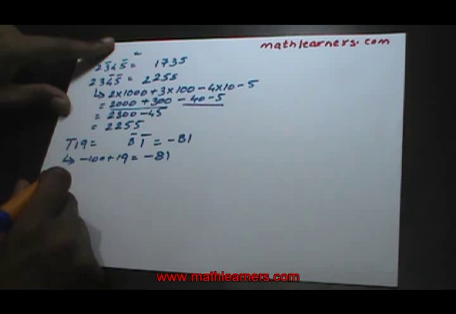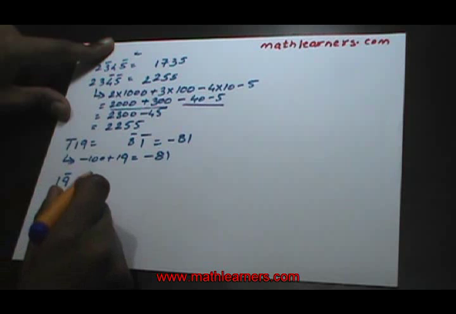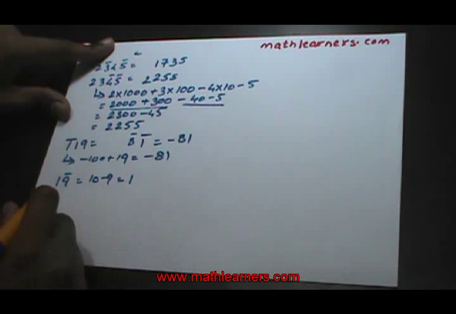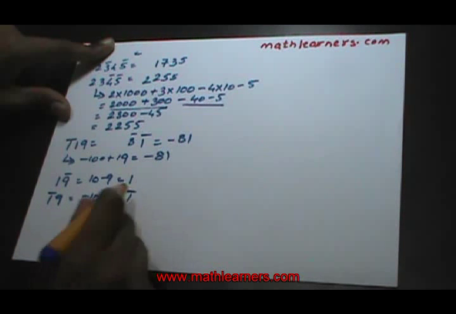Let's say suppose we have a Vinculum number like 1, 9 bar. So we can directly apply place value system. So that will be 10 minus 9, that is equal to 1. Let's say we have bar 1, 9, so that is minus 10 plus 9, that is equal to minus 1.